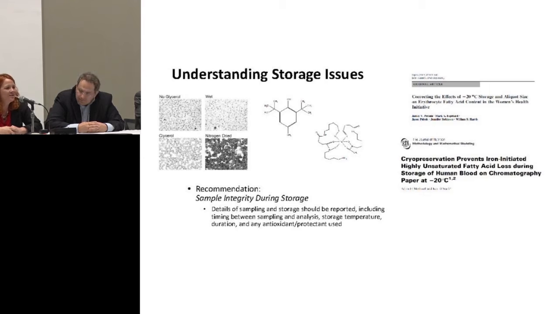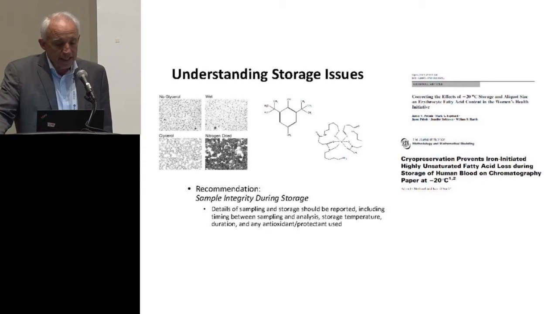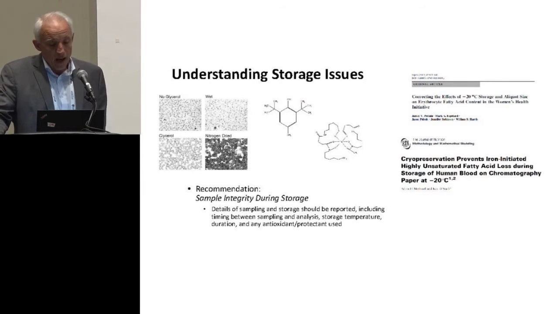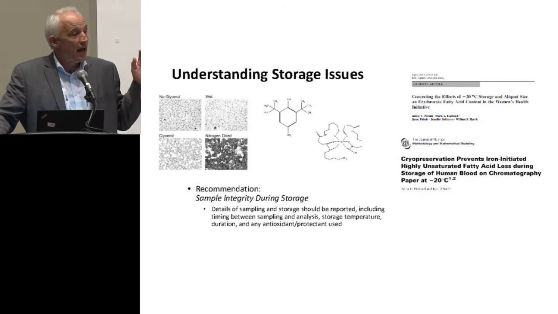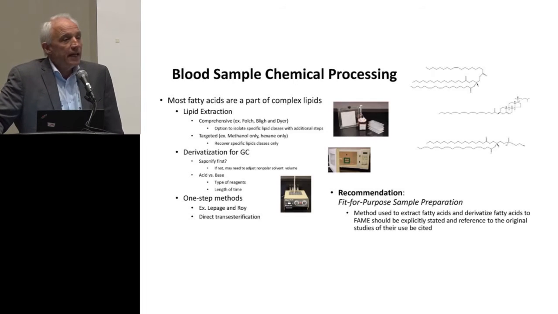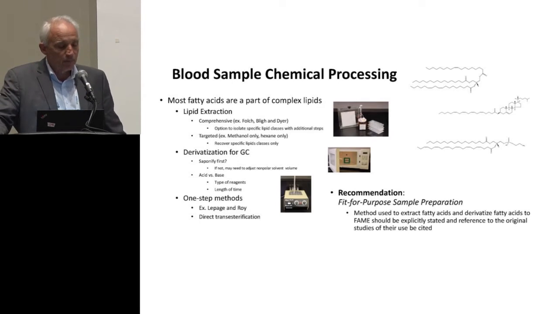Yeah, I've been discussing. So the recommendation here is optimize your sample integrity during storage. The details of sampling and storage should be reported, including timing between sampling and analysis, storage temperature, duration, and any protective agent or antioxidant being used. The next part is taking the sample out of the freezer and actually doing something with it. So that's the sample chemical processing.